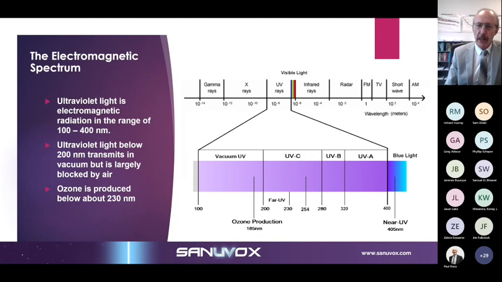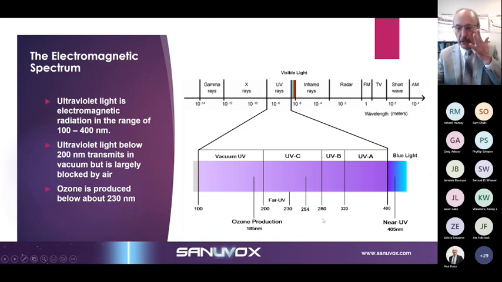UV occupies a range of the electromagnetic spectrum. You can see the rainbow segment here represents visible light. Just below that, we have UV rays. We have UVA, UVB, UVC, and vacuum UV. Of most interest to us is the UVC range from 200 to 280 nanometers. In particular, the spectrum of 254 nanometers is the most commonly used spectrum in UV air and surface disinfection and water disinfection. And there's the growing interest in far UV, which extends from 200 to 230 nanometers.